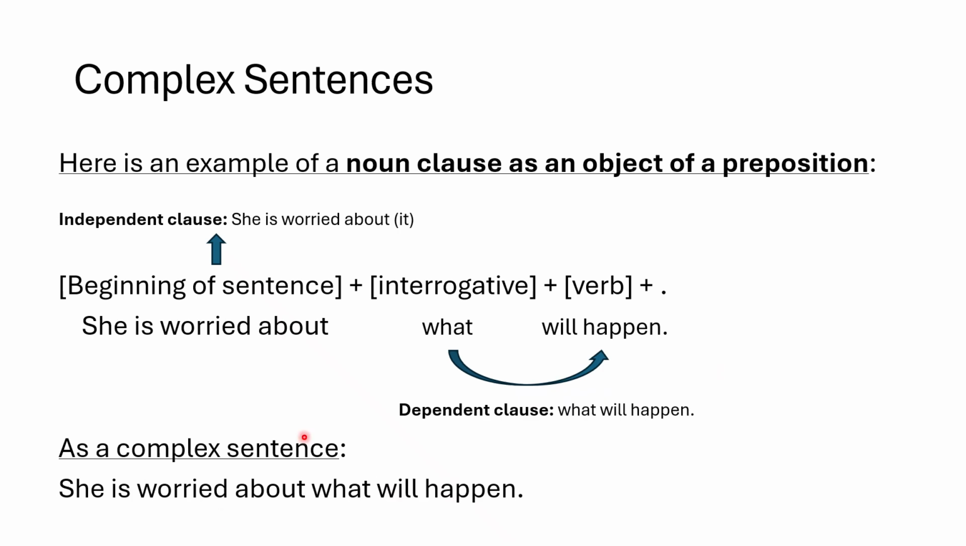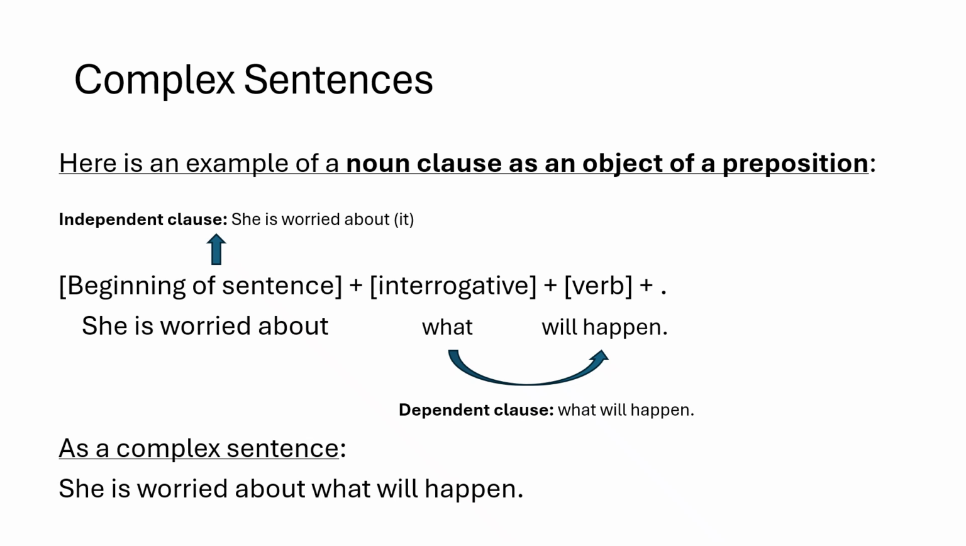Here is an example of a noun clause as an object of a preposition. Beginning of sentence plus interrogative plus verb. The independent clause is she is worried about. Without the dependent clause, she is worried about would require the pronoun it to be the object of the sentence.